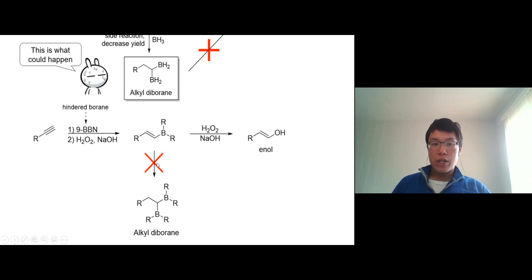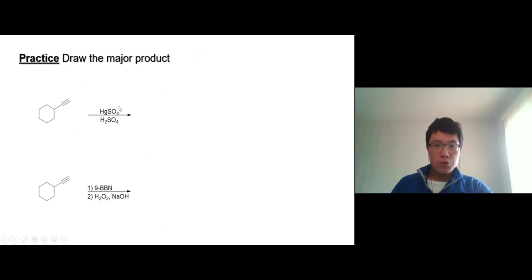So the bulky borane that we usually use is 9-BBN, the structure you saw earlier, or disiamylborane, that's another name. There are two common ones that they use. Okay, all right. Draw the major product here. Let's think about it real quick. Okay, so what do we got here? Right, the first one, let me show you.